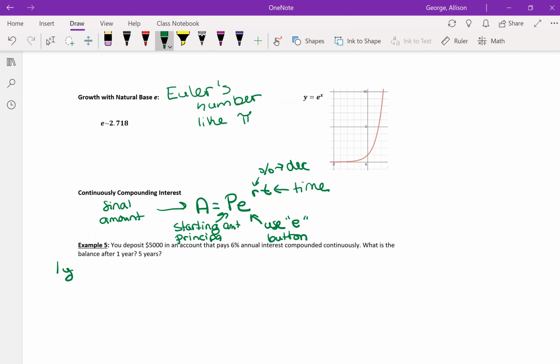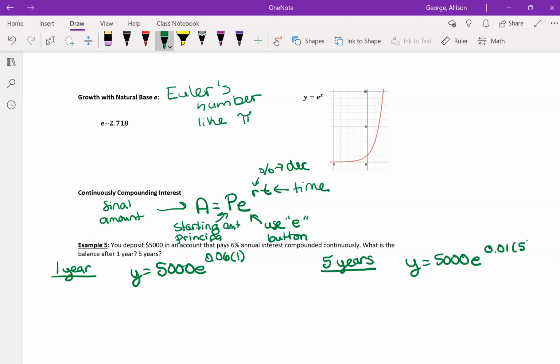All right, so if we're going to do 1 year, that would be y equals 5,000, because that's our starting amount, e. And then our interest is 6%, so 0.06, and then 1 year. So that would be t. All right, for 5 years, same formula, y equals 5,000 e to the 0.06, but instead of times 1, it'll be times 5.